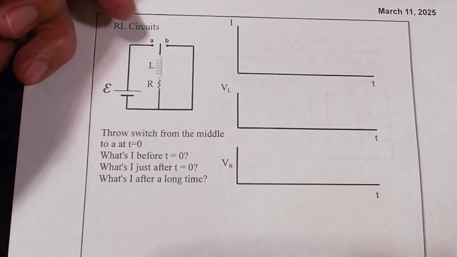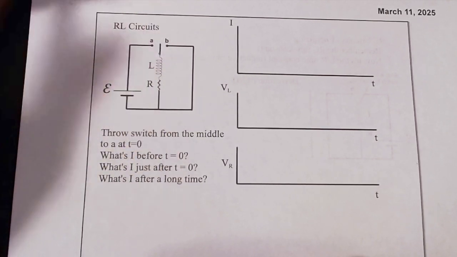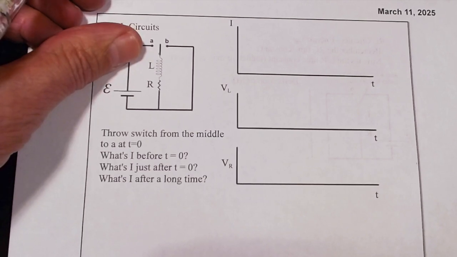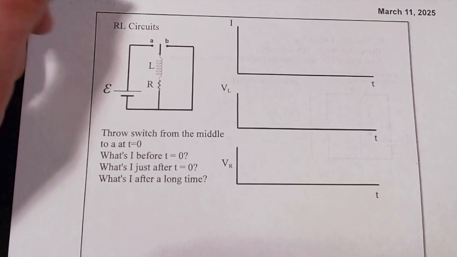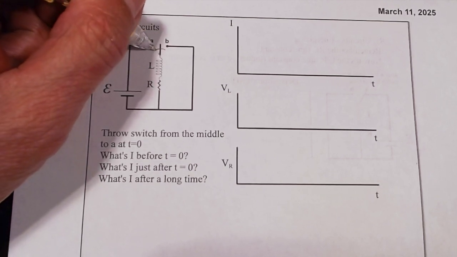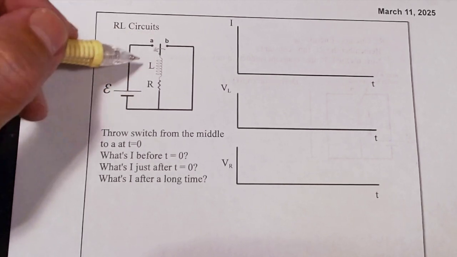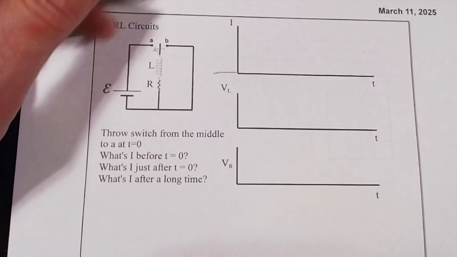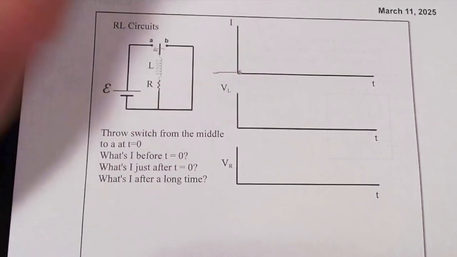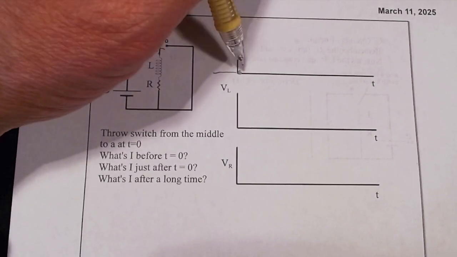Okay, now let's look at this one. We're going to actually just see how these curves go and get general equations that we can use. Now, when I throw a switch from the middle, charging to A, as I said before, what's going to happen? At the very beginning, the current was 0 before, and it's got to be continuous. So that very first data point is going to be 0, and it's going to go up from there.